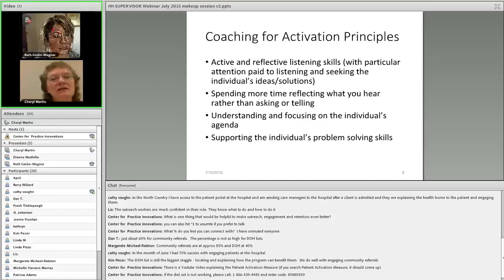I think that's sometimes the hardest thing for us as providers to work with, because most of us tend to see change being important because of our personal values. Of course, it is important to us if we're making the change, but to someone else it might not be at all. It will be their values that drive their change. And supporting the individual's own problem-solving skills really goes back to what I said about seeking the individual's ideas and solutions. They have them, they know them, and they'll tell them to us if we ask and pull that out from them.